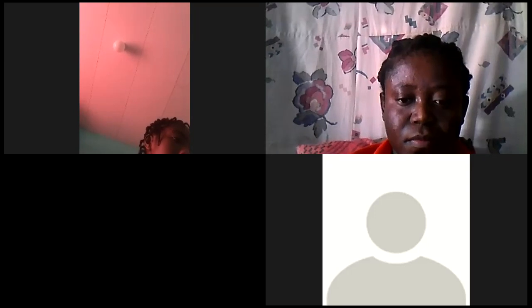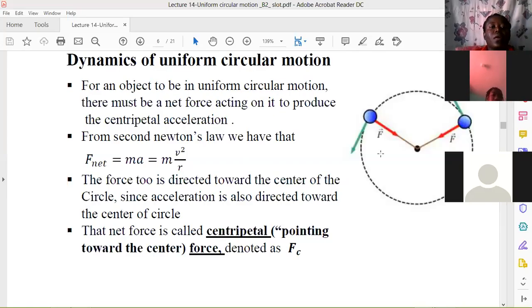Okay, so we are going to start with dynamics of circular motion. If you remember well, when it comes to Newton's laws, the first law states that an object at rest remains at rest, and if an object is moving with a constant velocity, it moves in a straight line unless external forces are applied on the object.